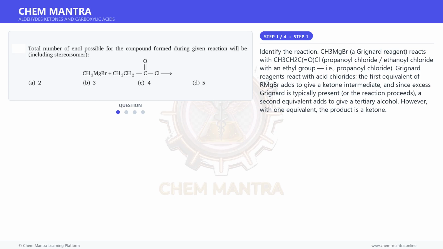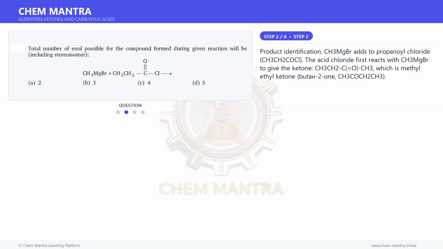CH3MgBr, a Grignard reagent, reacts with CH3CH2COCl, propanoyl chloride, an acid chloride with an ethyl group. Grignard reagents react with acid chlorides. The first equivalent of RMgBr adds to give a ketone intermediate, and since excess Grignard is typically present, the reaction proceeds, and a second equivalent adds to give a tertiary alcohol. However, with one equivalent, the product is a ketone.